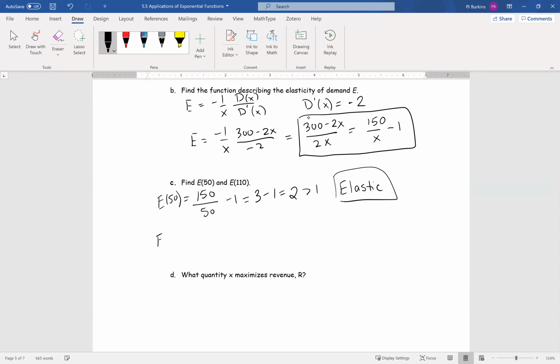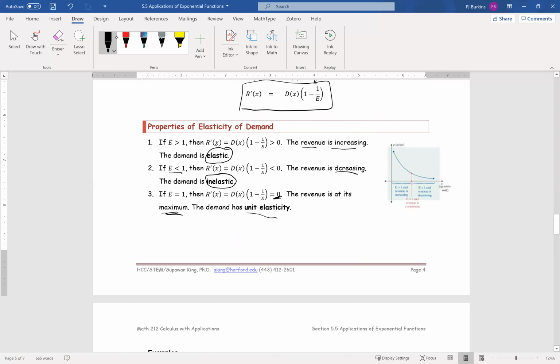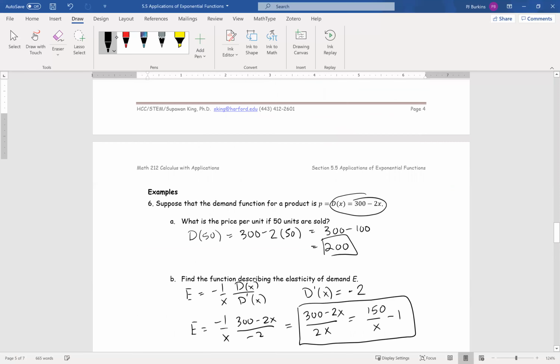And what about E of 110? So I'm going to plug that in. So this would be 15 over 11 minus 1, or 15 minus 11 all over 11, which is 4/11. That, however, is less than 1. So for the less than 1 case, we are inelastic.